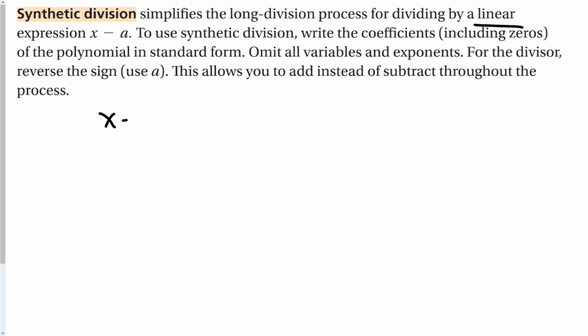So for instance, if I have x minus 2, and write this equal to 0, the thing I'm going to use for synthetic division is the actual root, which is 2. So you will have to reverse the sign. And this allows us to add instead of subtract throughout the process, which makes it easier.